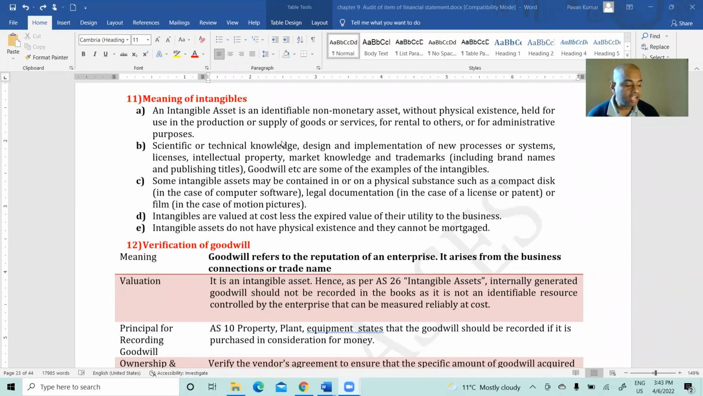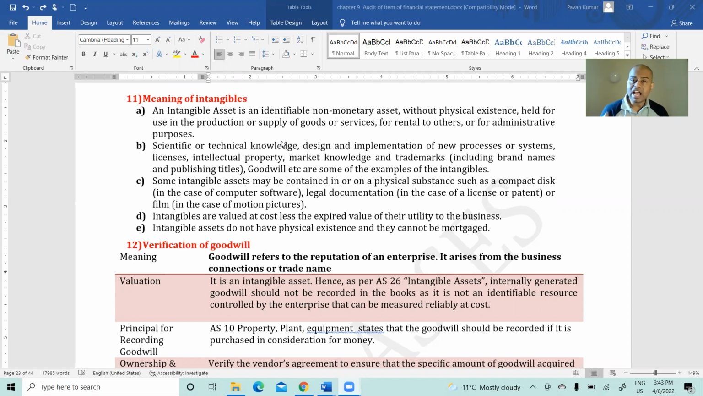Hi guys, welcome back. So we are looking at audit of assets and liabilities, which is what we call verification of assets and liabilities. In that we have completed assets. First part, we have completed non-current assets like plant, motor vehicles, livestock, various assets, land and buildings. Now we are with intangible assets.